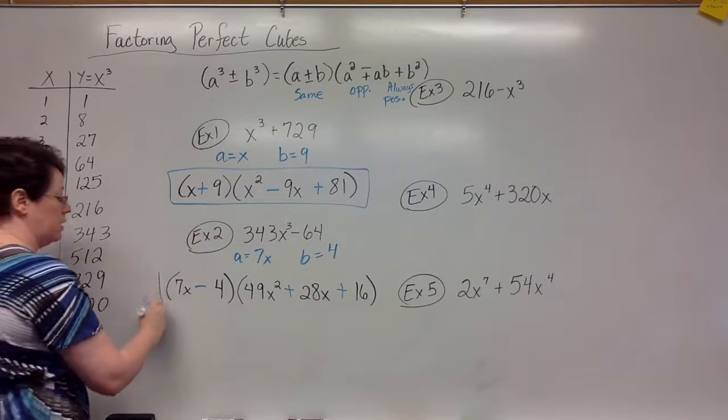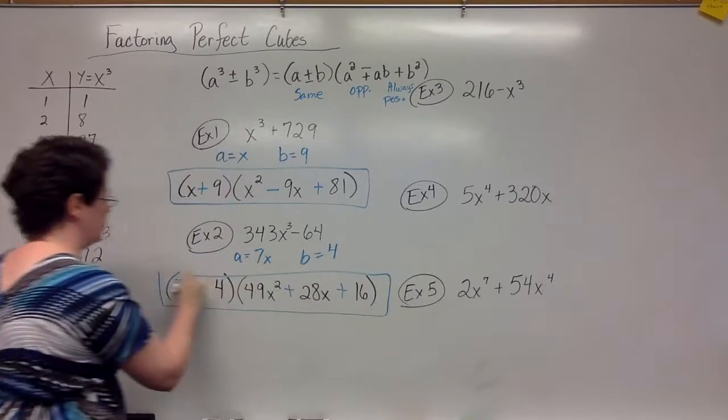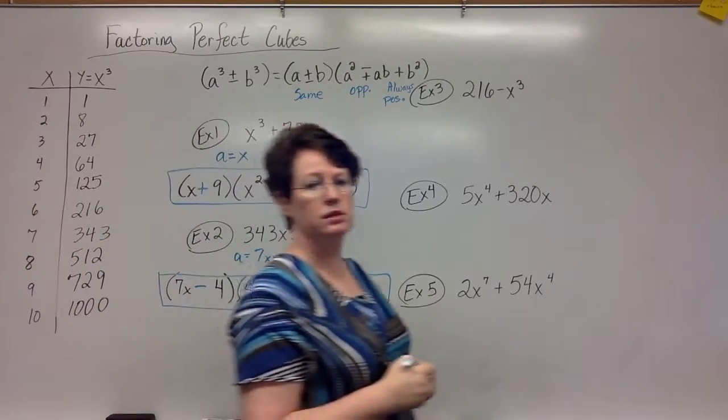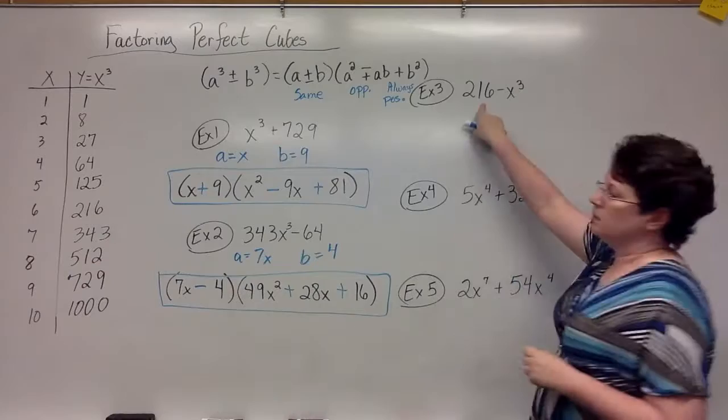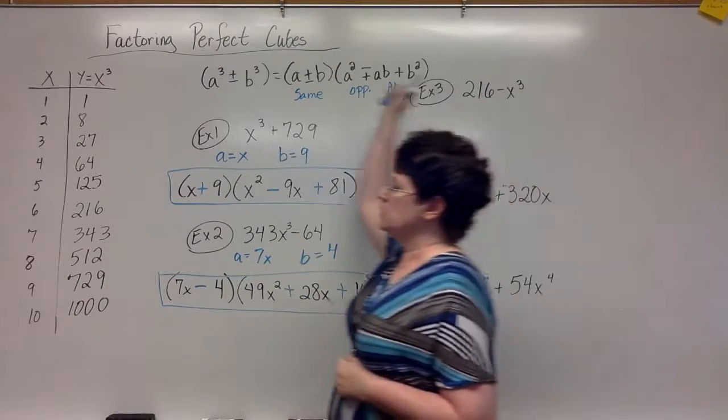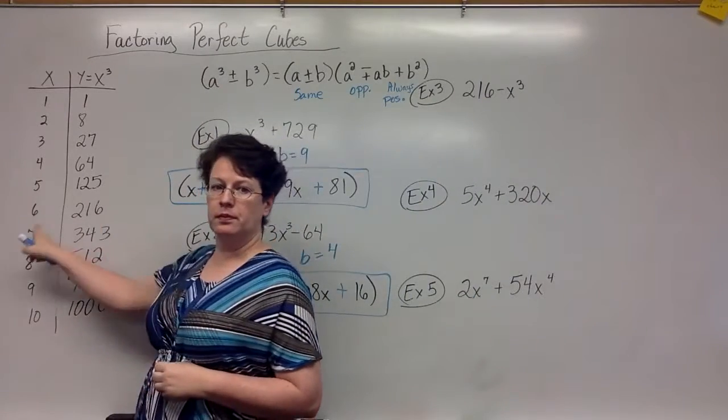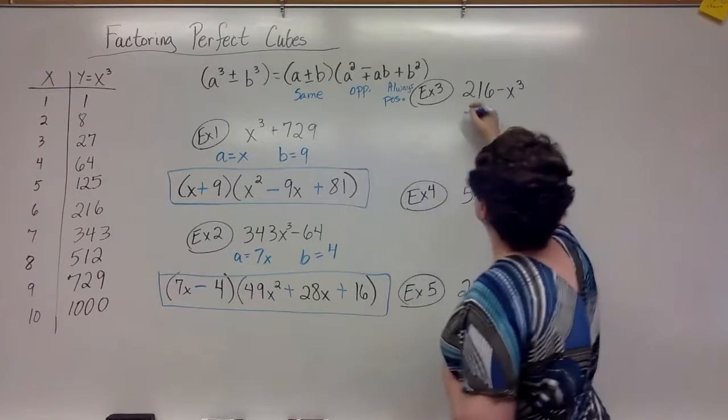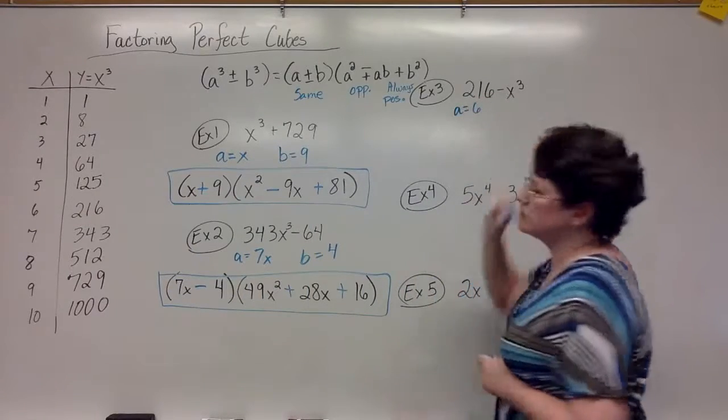That easy, okay? We got 3 more examples. Super easy, right? 216. 216 is what? 6, okay? So A equals 6.